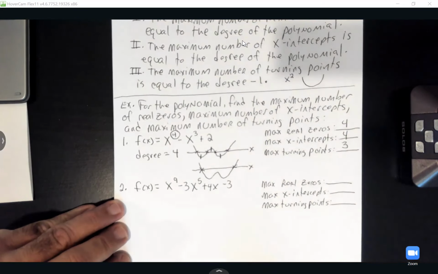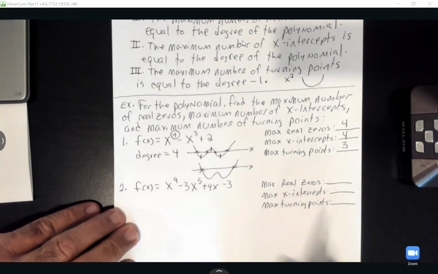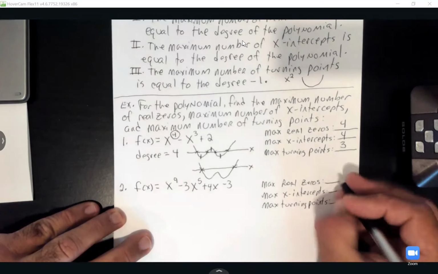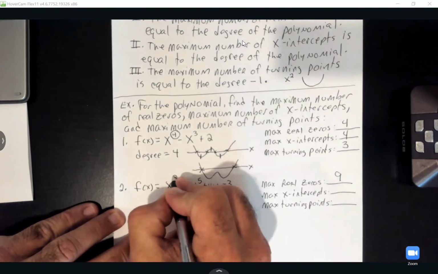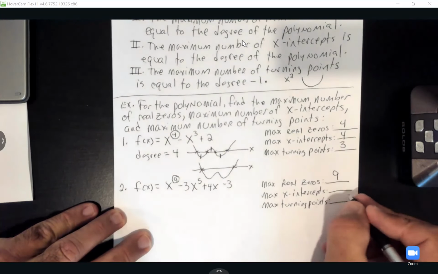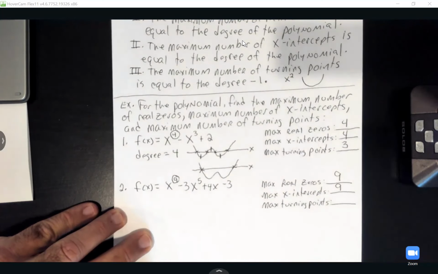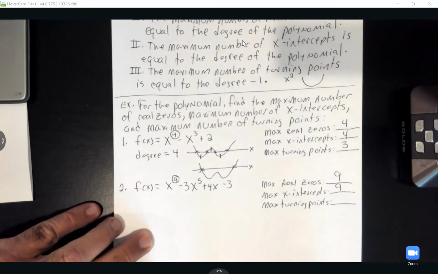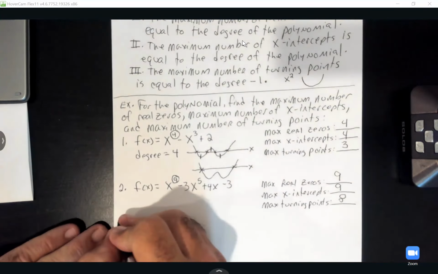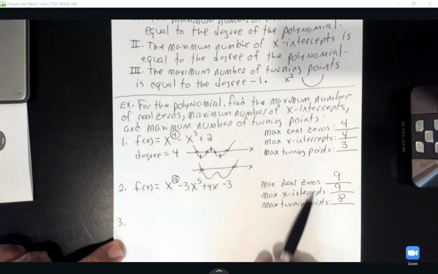So y'all, I'll let y'all answer this. What do y'all think the maximum real zeros are? 9. So it's going to be 9 because this is a degree 9. All right. How about my maximum x-intercepts? 9. All righty. And then you got one more, maximum turning points. 8. There you go. See, all these problems ain't going to be bad on you as long as you remember where that degree is and how we're finding those, okay?